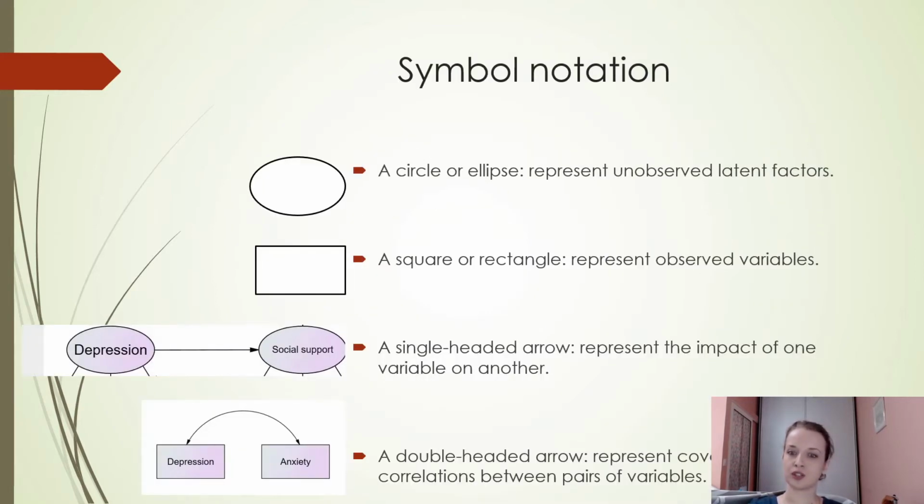Structural equation models use geometric symbols. A circle or ellipse represents an unobserved latent factor. A square or rectangle represents observed variables. A single-headed arrow represents the impact of one variable on another, and a double-headed arrow represents covariances or correlations between pairs of variables. Now we can begin talking about the path diagram.